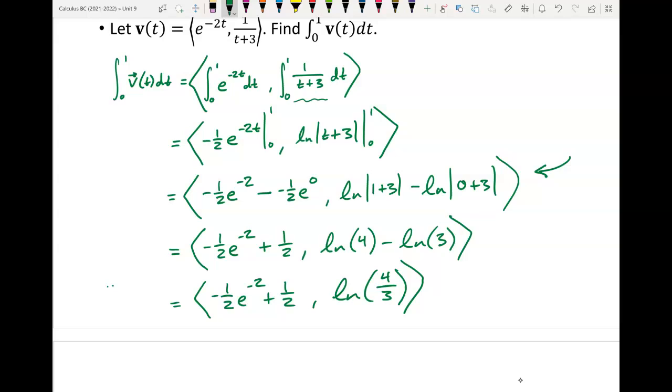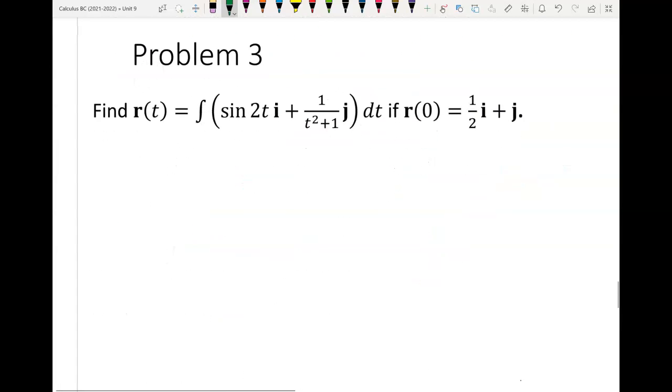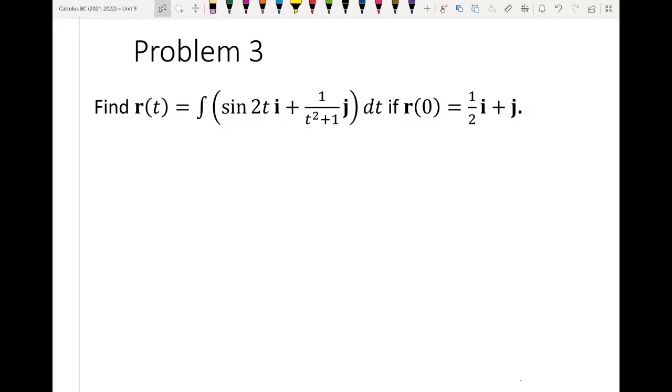It's fairly straightforward, right? We're just taking the definite integral of each of the components here. All right, let's go ahead and try this one. So this one, you are given an initial condition. Notice how they're writing the vector again using the unit vector form, i and j. They might throw it at us that way, they might not, but we need to be familiar with that form.